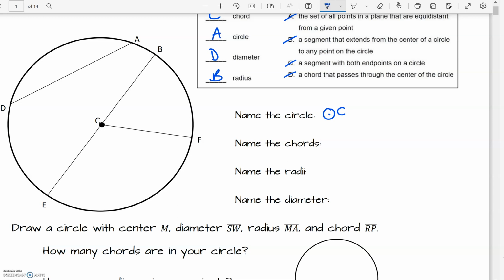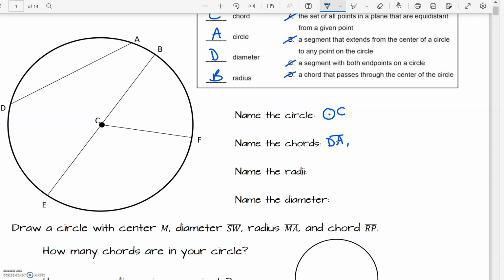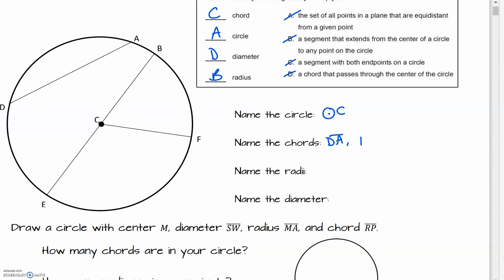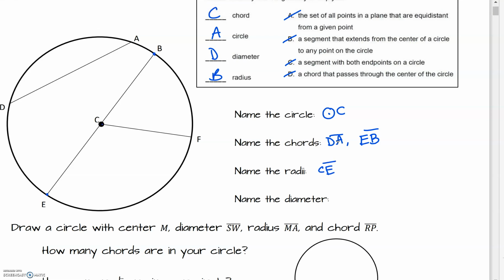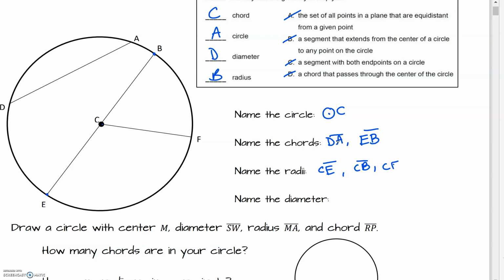Naming the chords, we had chord DA. And then we had the diameter, which would be EB, and that is also a chord because it has two endpoints on the circle. The radii are just the different radius that we see. So we have CE, we have CB, and CF. The diameter, we already named there, from E to B goes through the center of our circle.